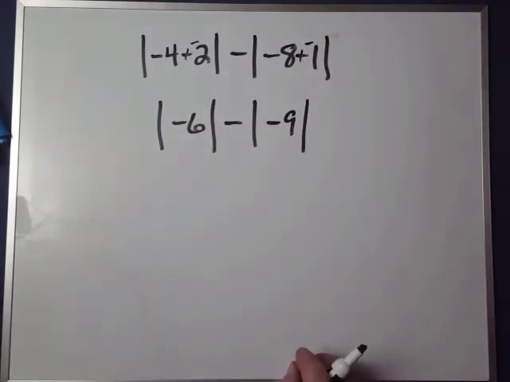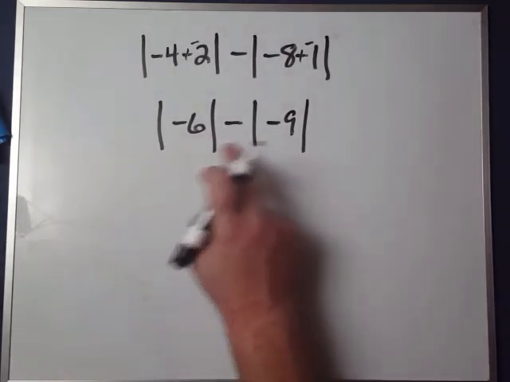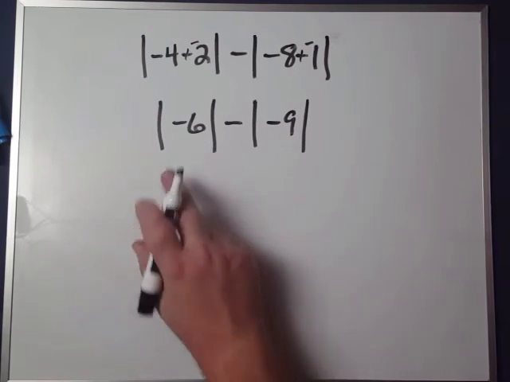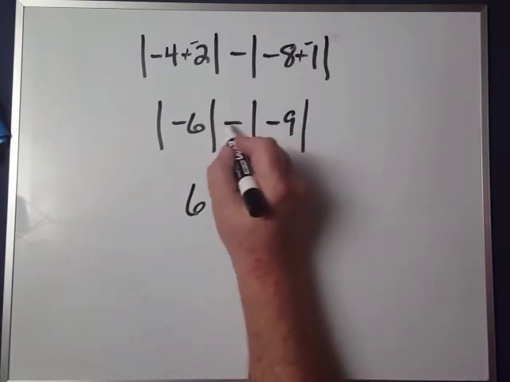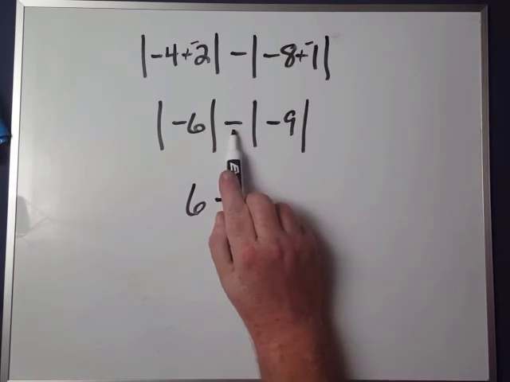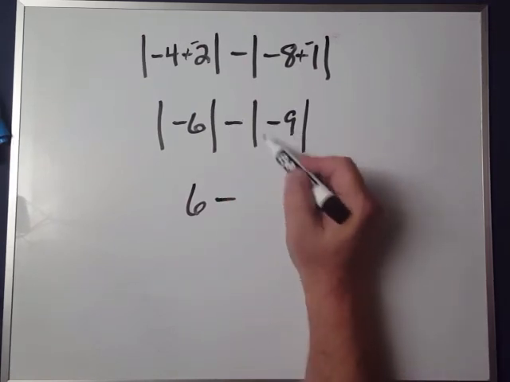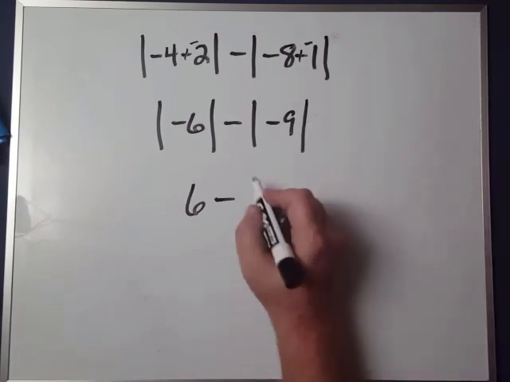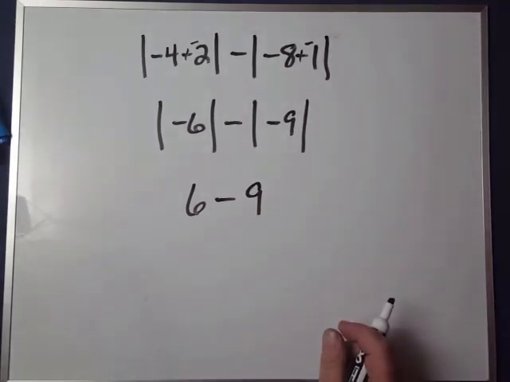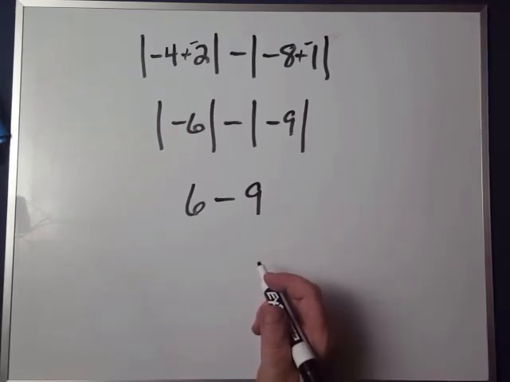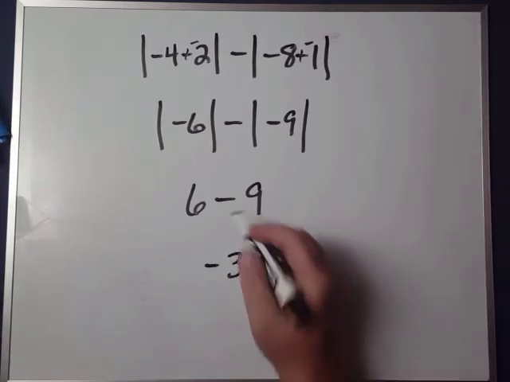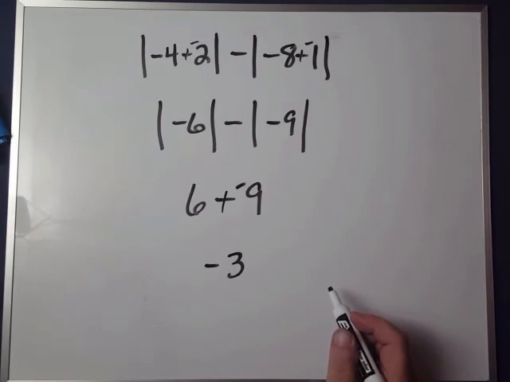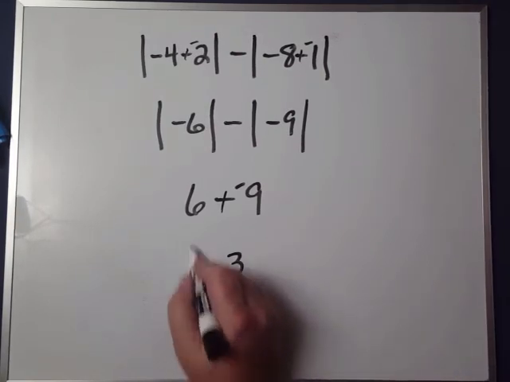Now the next step, I can deal with those absolute values now that the things inside have been boiled down to single values. Absolute value of -6 is 6. Minus, notice the absolute value bars have no effect on this subtraction here between them. Minus what? Absolute value of -9 is +9. And then we subtract. Can you do that one in your head? 6 minus 9 is -3. Or you can always do what? Make 2 marks. 6 plus -9 is -3.